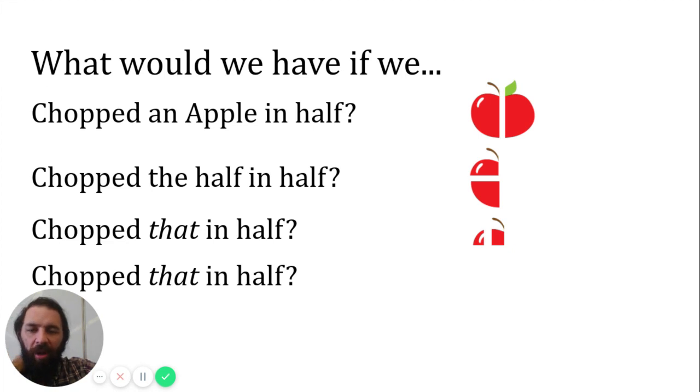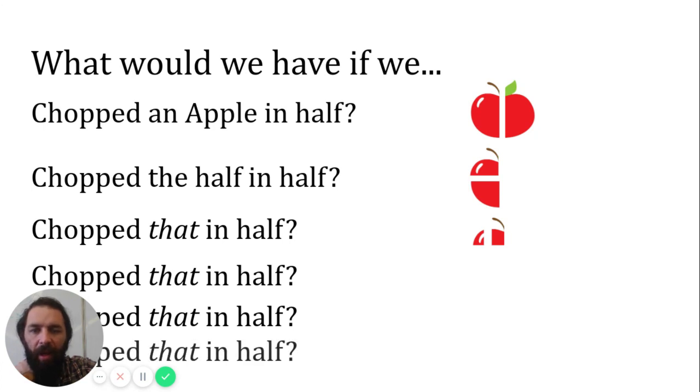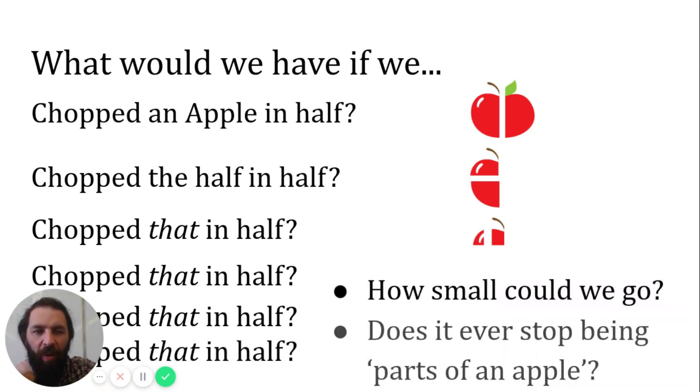You've got a discussion post on Carmen. How many times do you think you could chop it in half before it stops being an apple? And when it stops being an apple, what does it become then? So what do we get if we keep chopping it in half and half over and over again? And how small could we go, and does it ever stop just being parts of an apple? So there's your warm-up question. Think about that, and then you can come back to this video once you have answered that question.